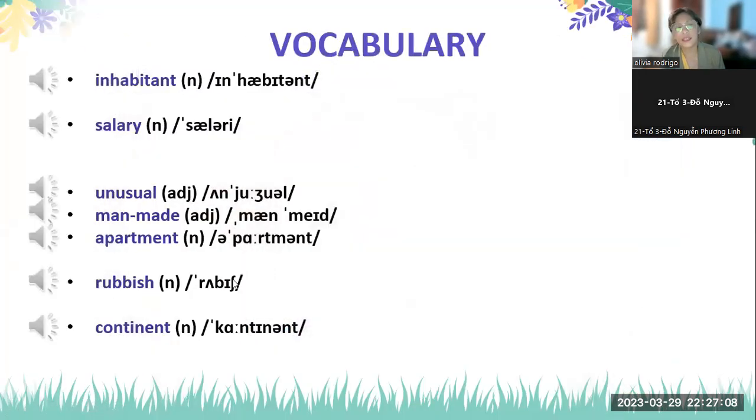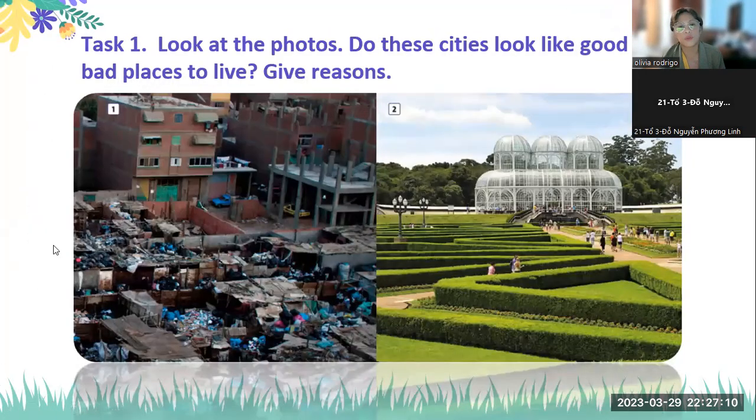So here, Lynn, you look at the photos. Do these cities look like good or bad places to live? Give two reasons. You give me two reasons. Which of the cities do you want to live in and why?